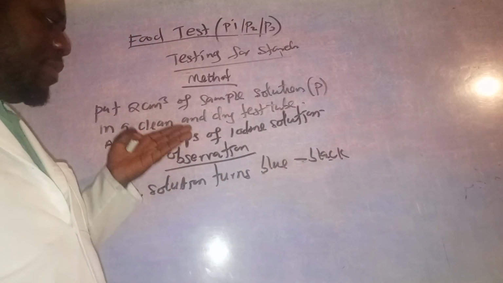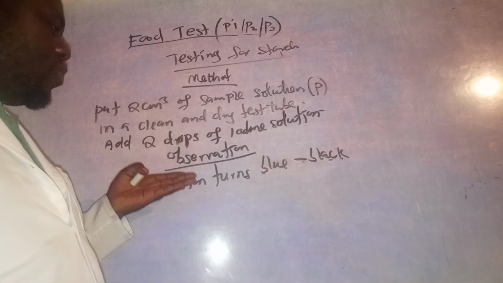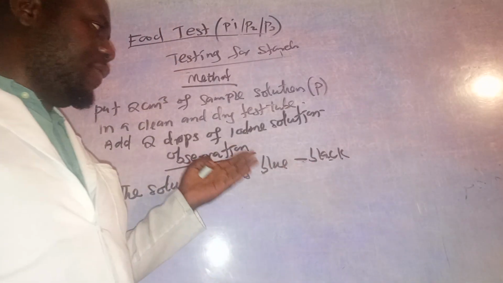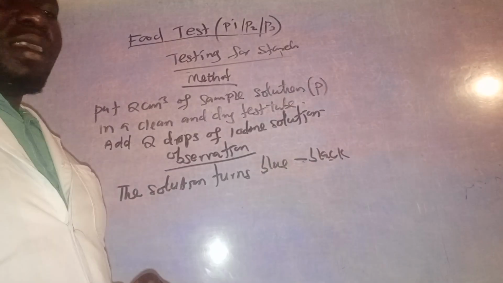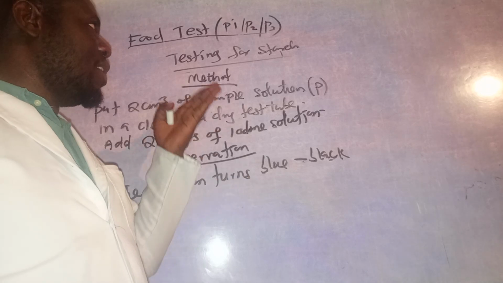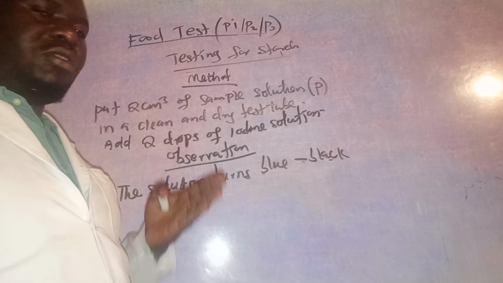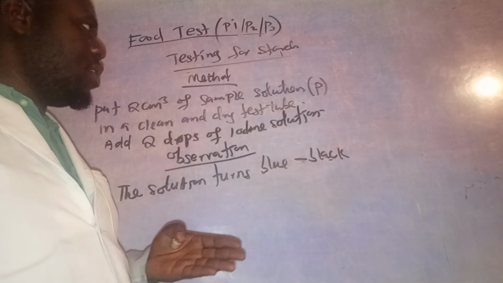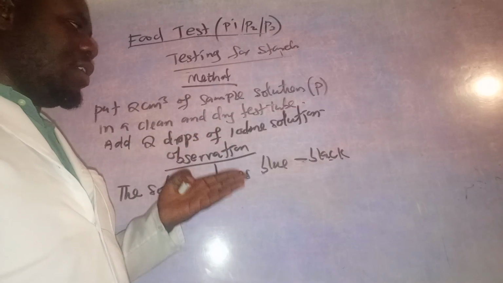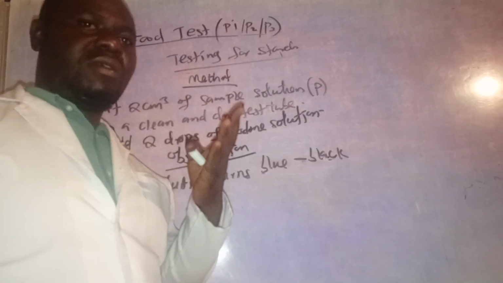So if starch is present, the color of the solution will turn blue-black. And if starch is absent, you say the solution remains brown, because the color of iodine solution is brown.